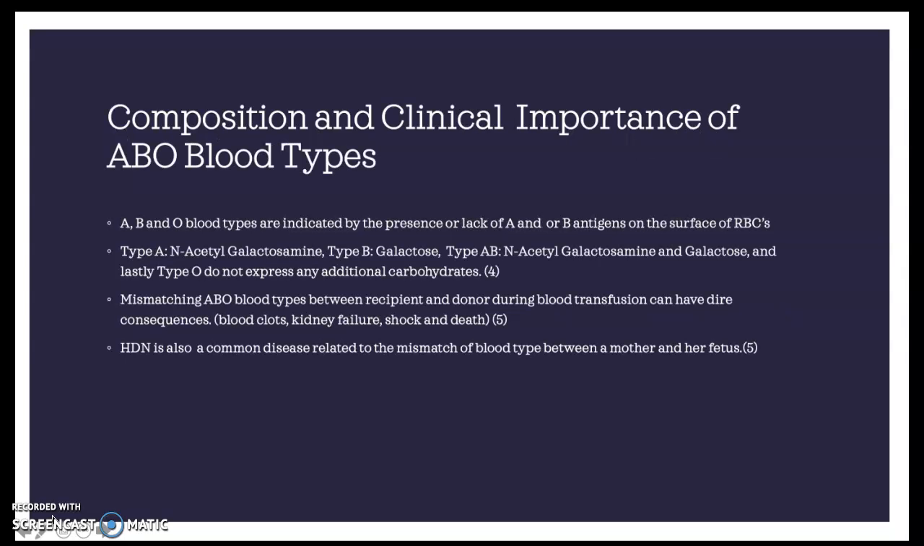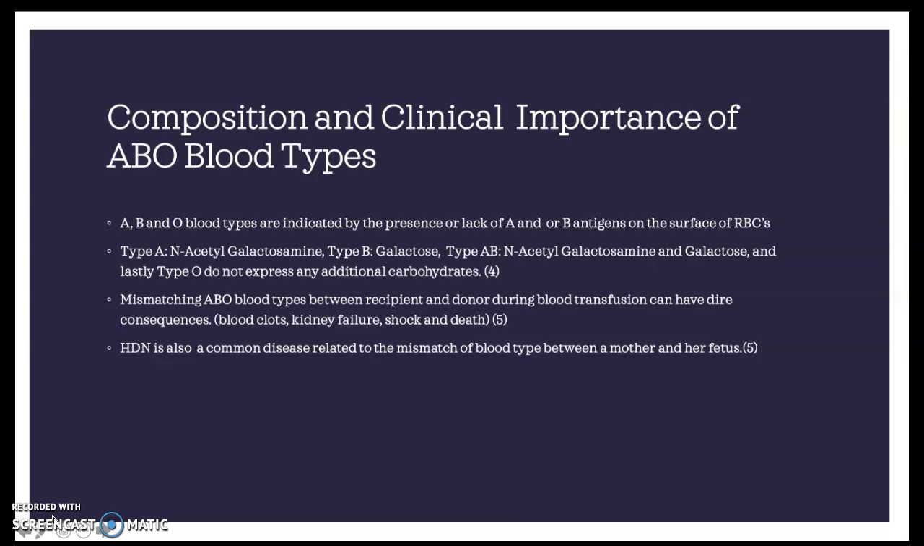So, composition and clinical importance of the ABO blood types. A, B, and O blood types are indicated by the presence or the lack of an A or a B antigen on the surface of the red blood cell. It is believed that these histo-blood group carbohydrates are related to susceptibility to infectious diseases from our ancestors. The four blood types express the following monosaccharides as part of their antigen. So type A has N-acetylgalactosamine, type B has galactose, type AB has both N-acetylgalactosamine and galactose, and then lastly, the O type does not express any additional carbohydrates.